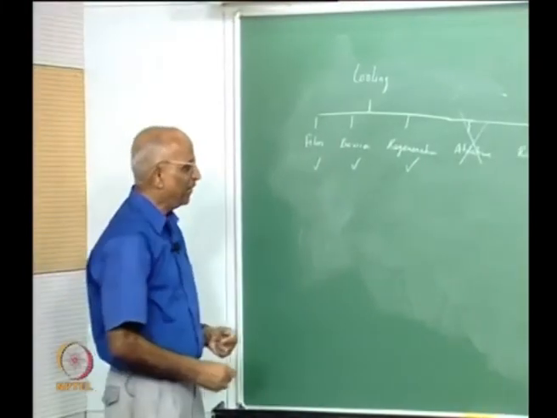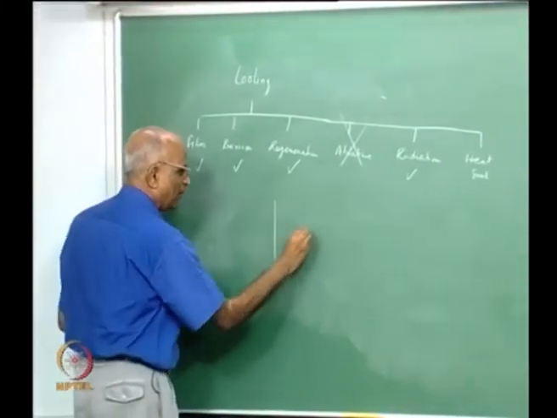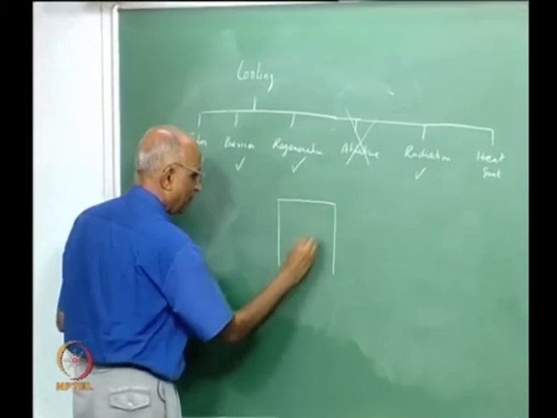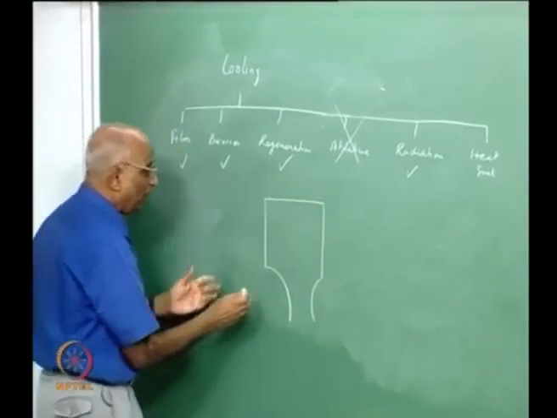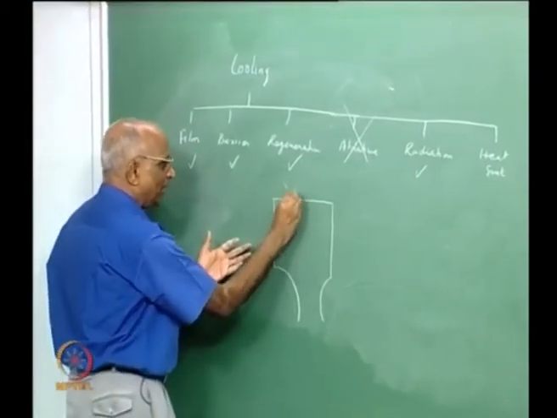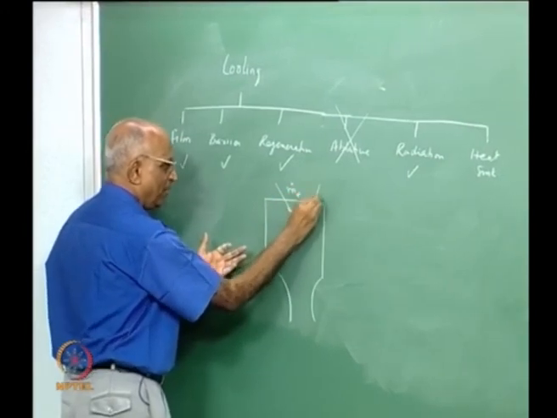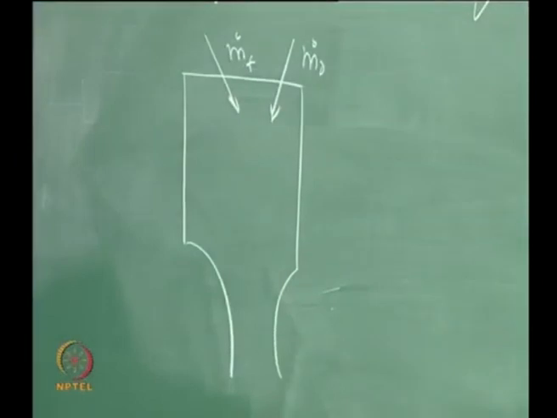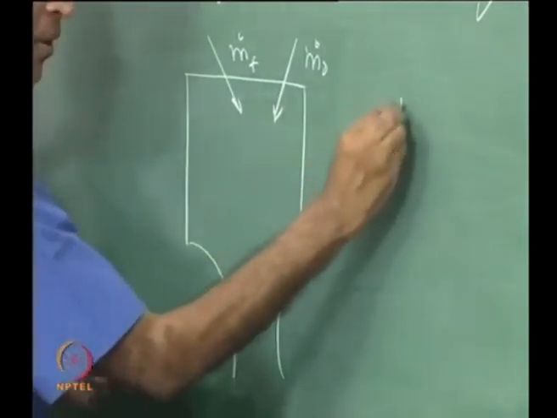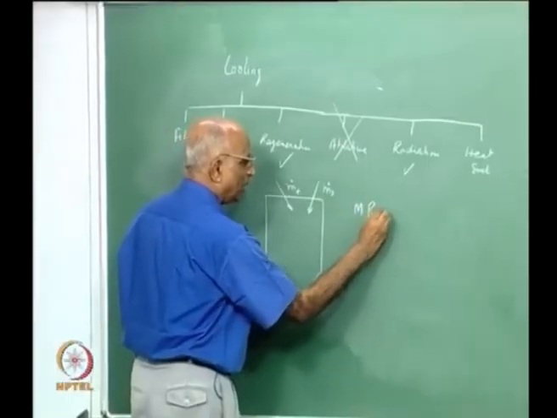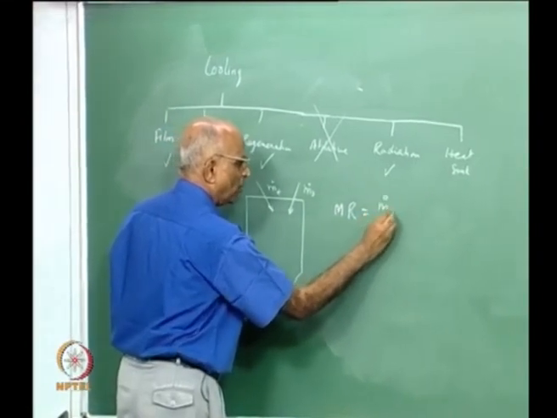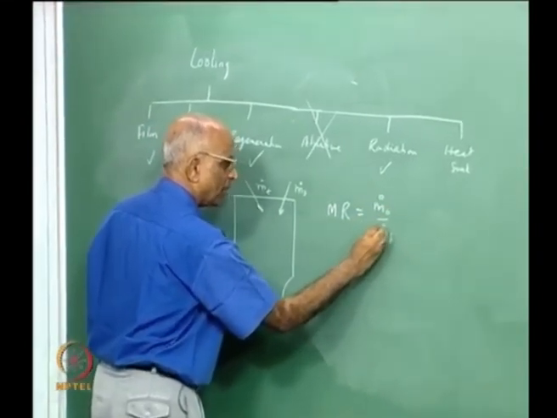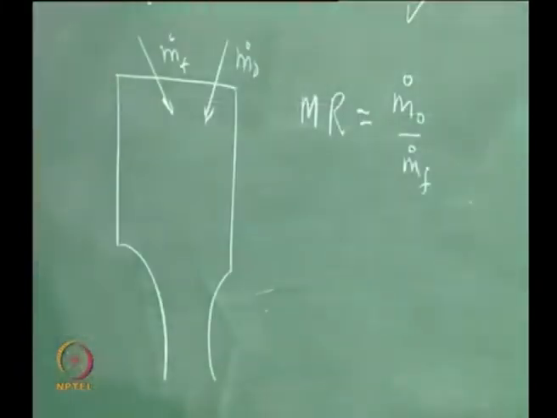Having said that, now what is the problem we have got into? We have got a chamber. Now, we are injecting fuel into it, M dot F. We are injecting oxidizer, M dot O, into the chamber. We thought that the mixture ratio in the chamber, MR, is equal to M dot O by M dot F. But what is the problem we have now created?